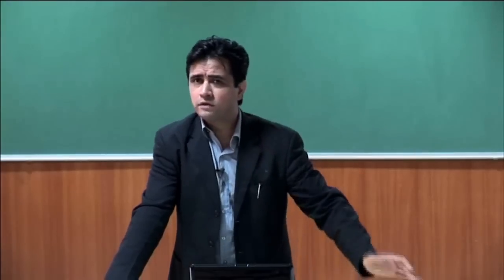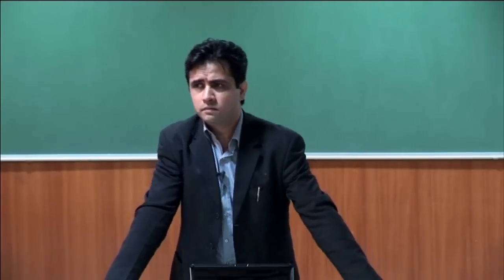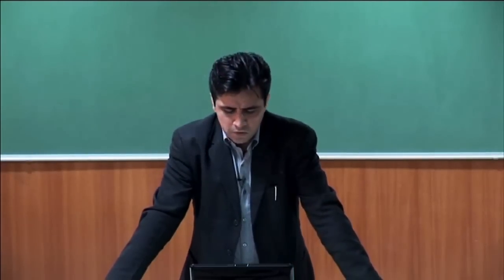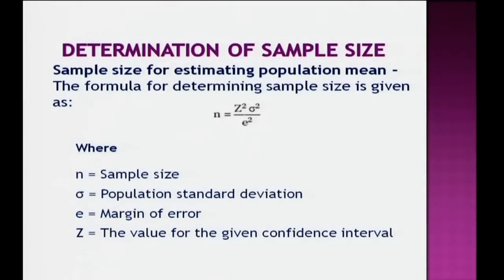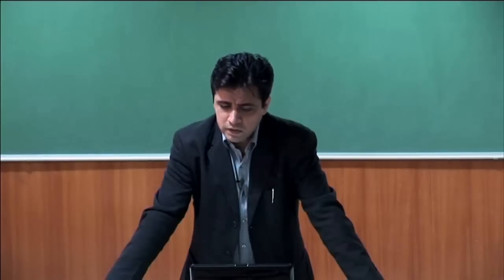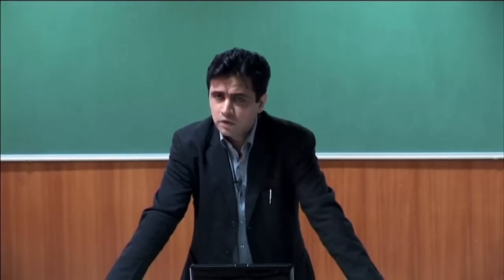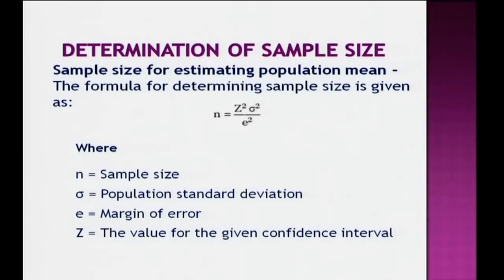If you look at the z value under the formula of sampling distribution, we will come to that. That is x bar minus mu by sigma over root n. If you simplify that, then n would be z square sigma square by E square. Here E is the margin of error.